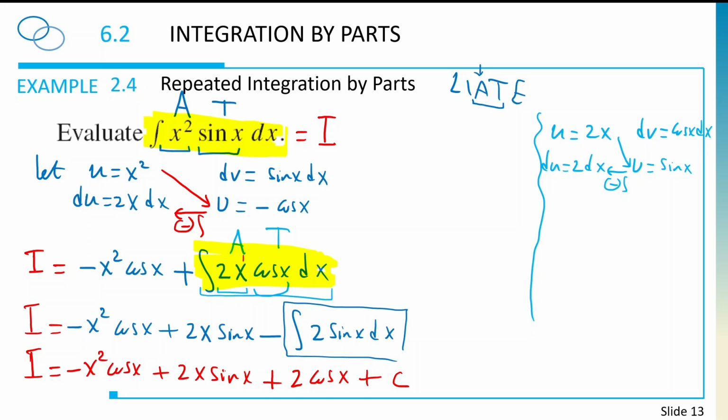Still, we're doing the same technique, but it needs a bit more work. So it's repeated integration by parts. We need to do it twice. Let's say if it's x to the power of 3, I have to do it 3 times. X to the power of 4, I have to do it 4 times. So power 2 is easy. I have to do it twice and I'm done.